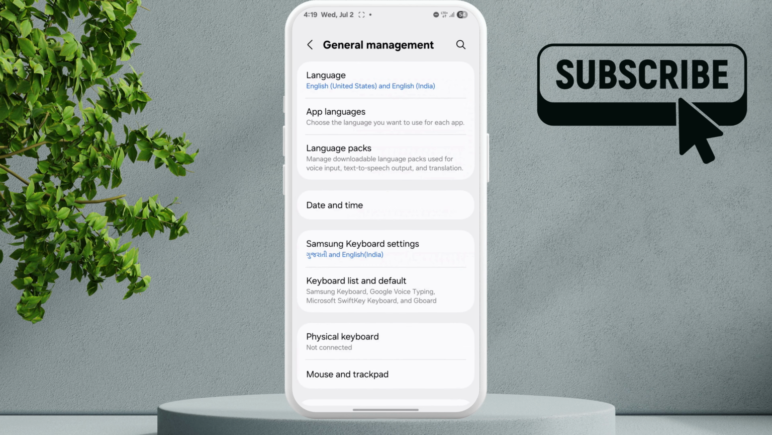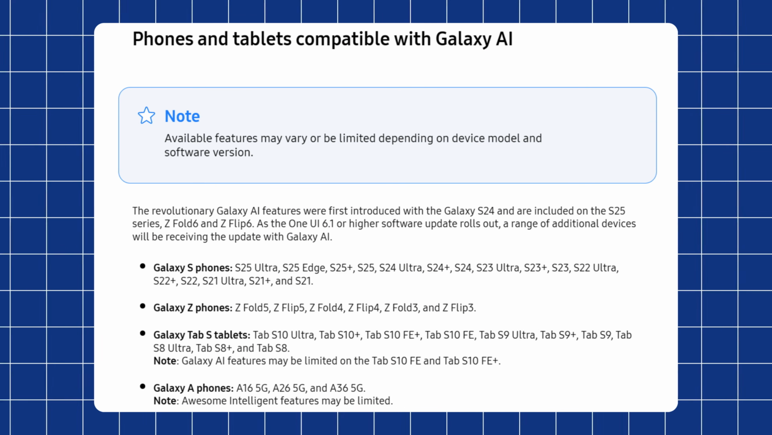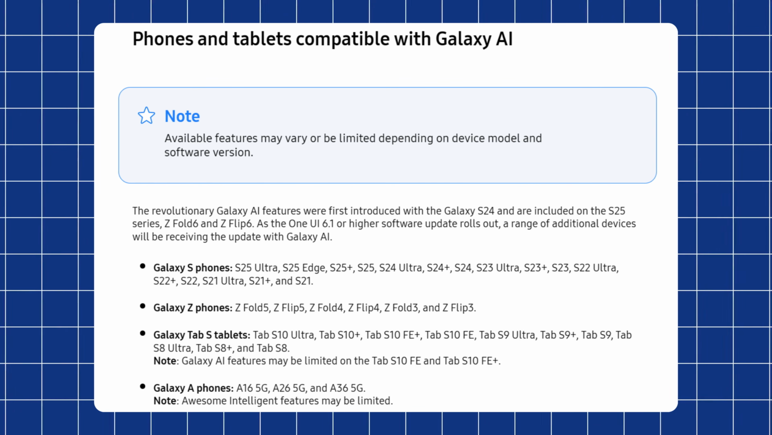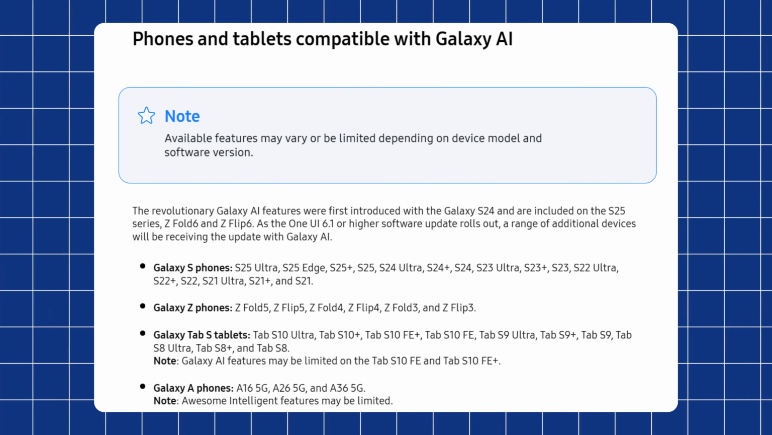features on your phone. Finally, if nothing else works, make sure your Samsung phone is actually compatible with Galaxy AI. As you may already know, Galaxy AI is only available for these devices. If you don't see your device on this list, there is no way to enable Galaxy AI on it.